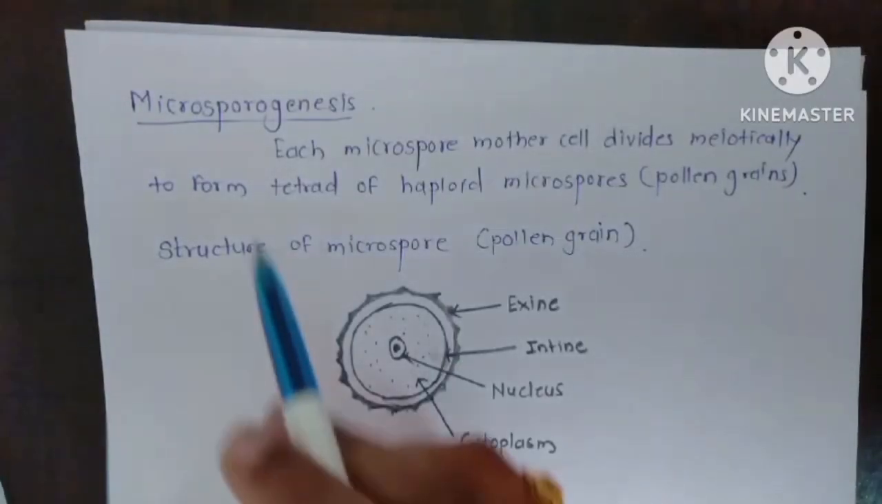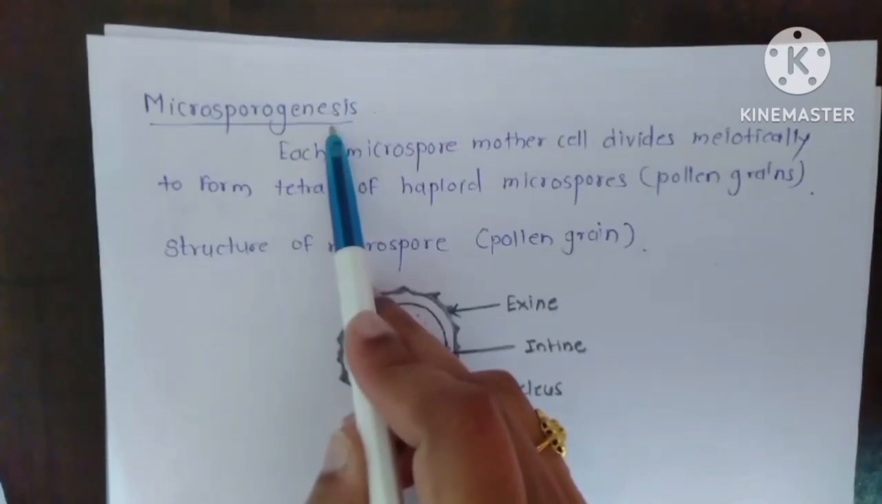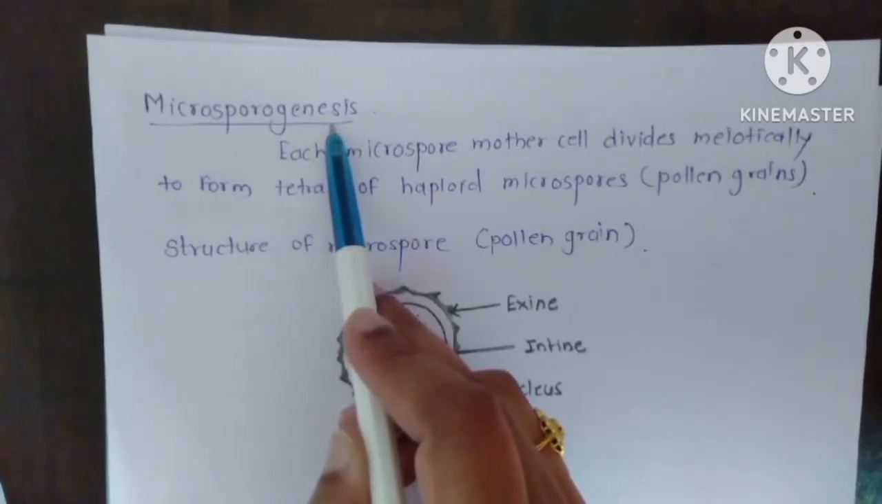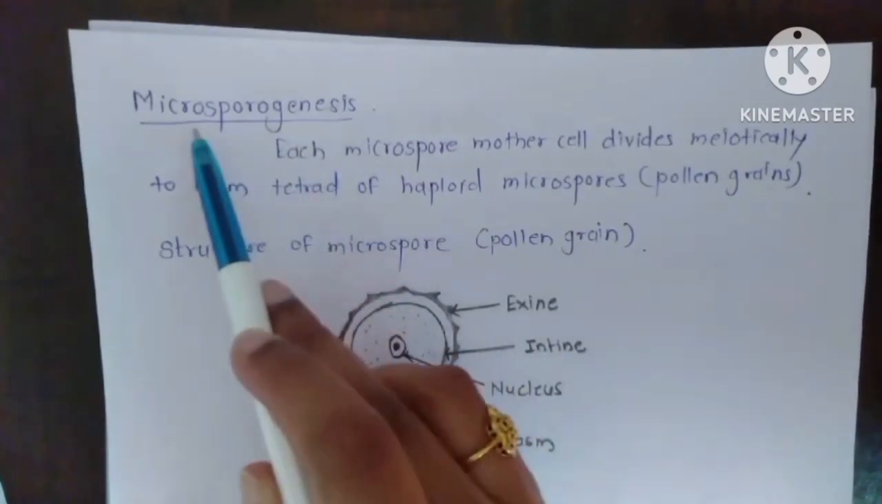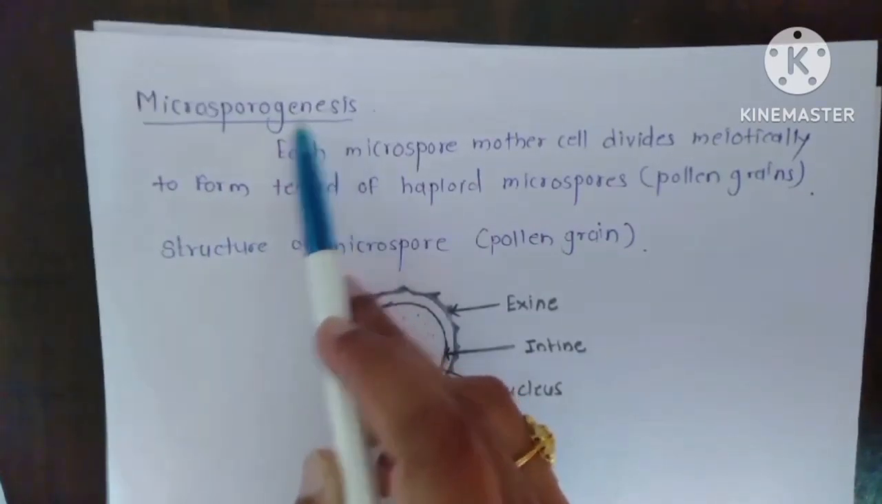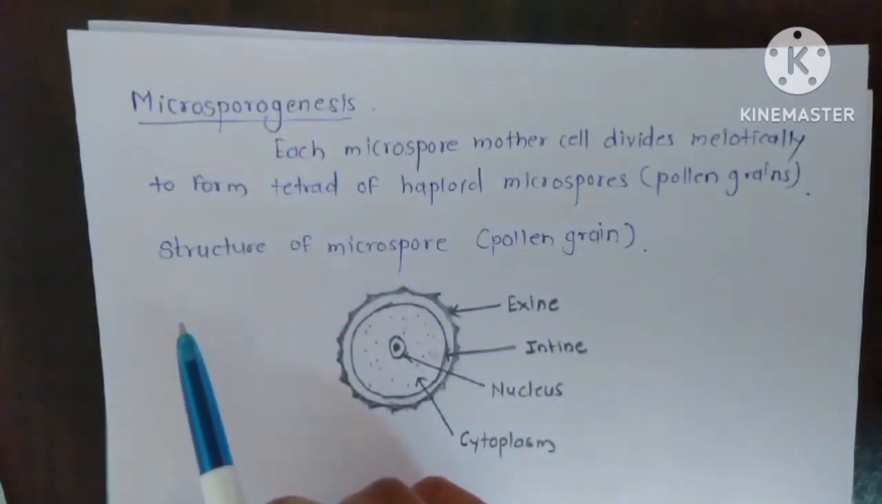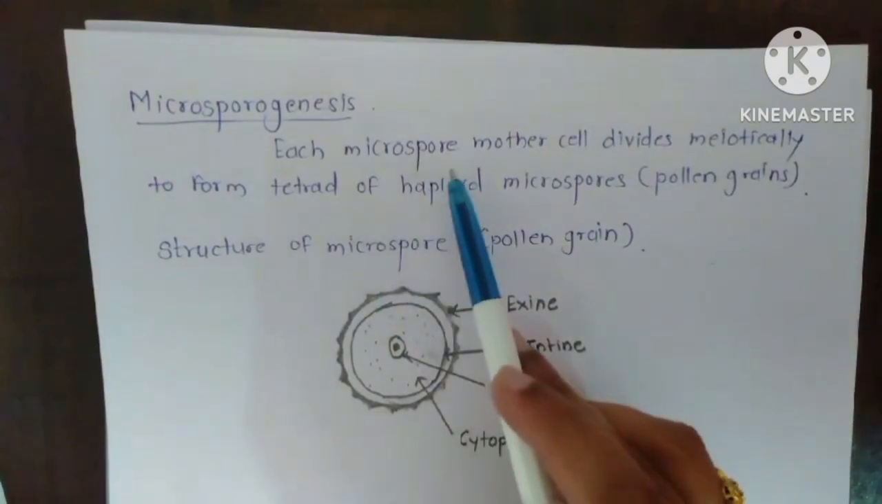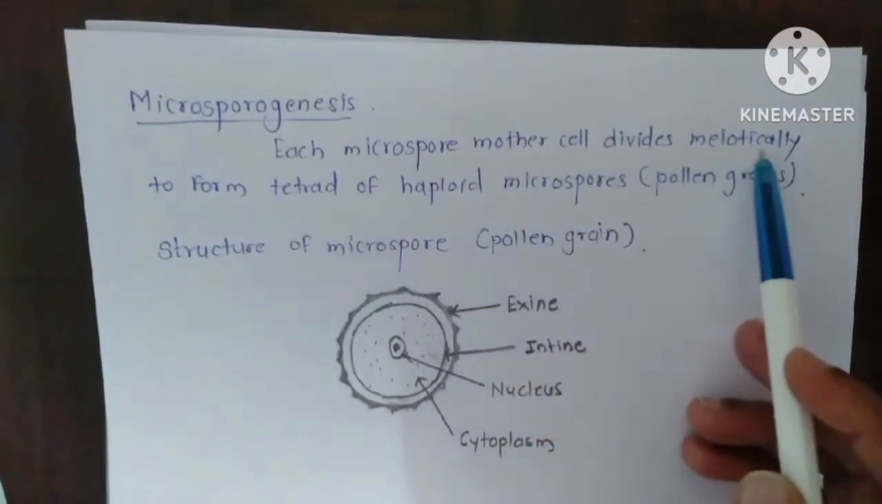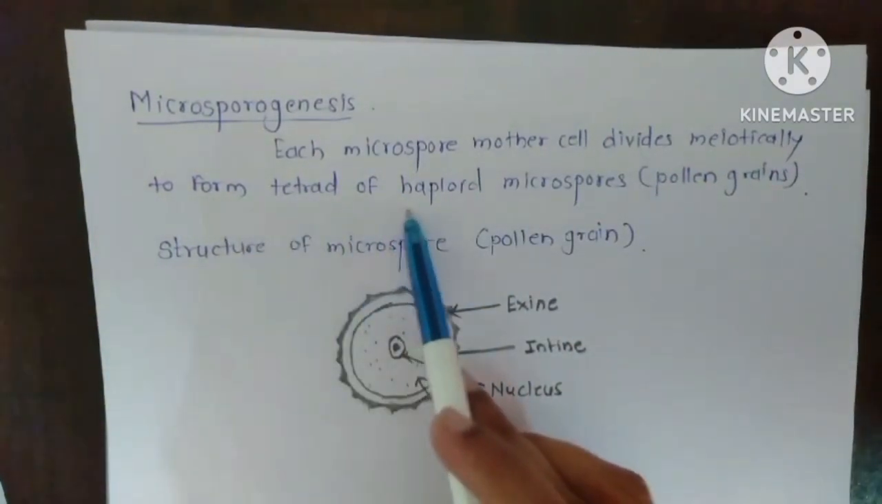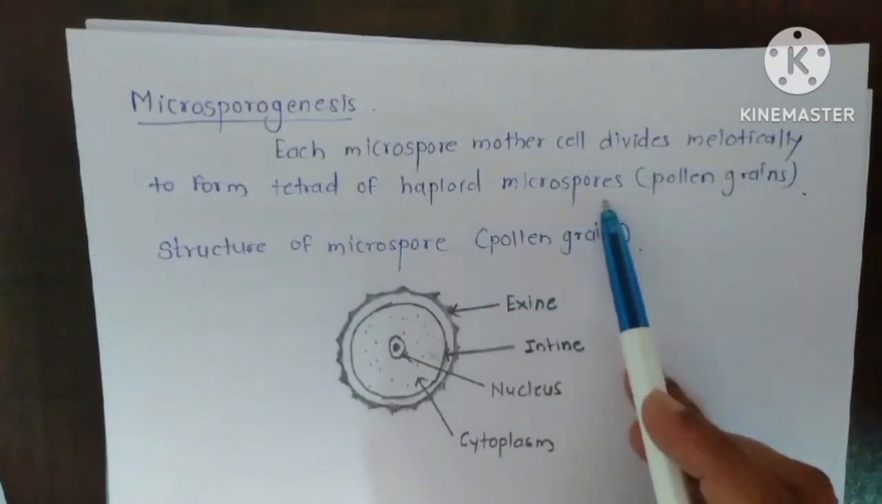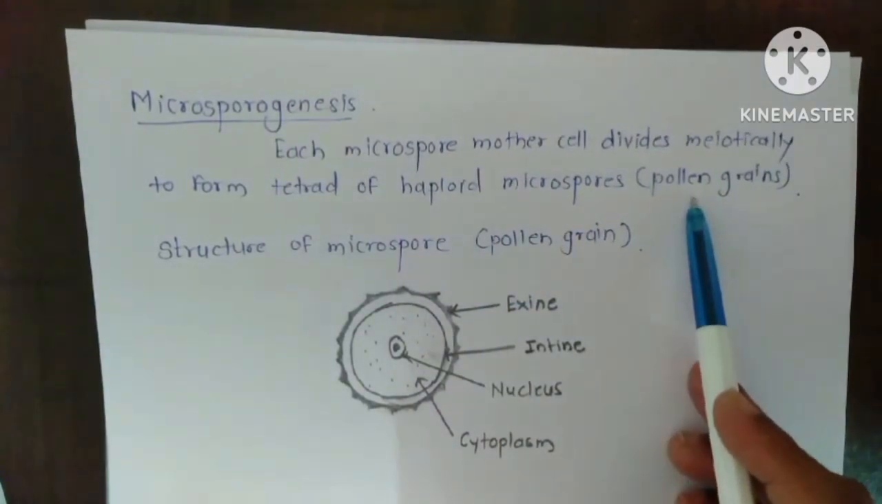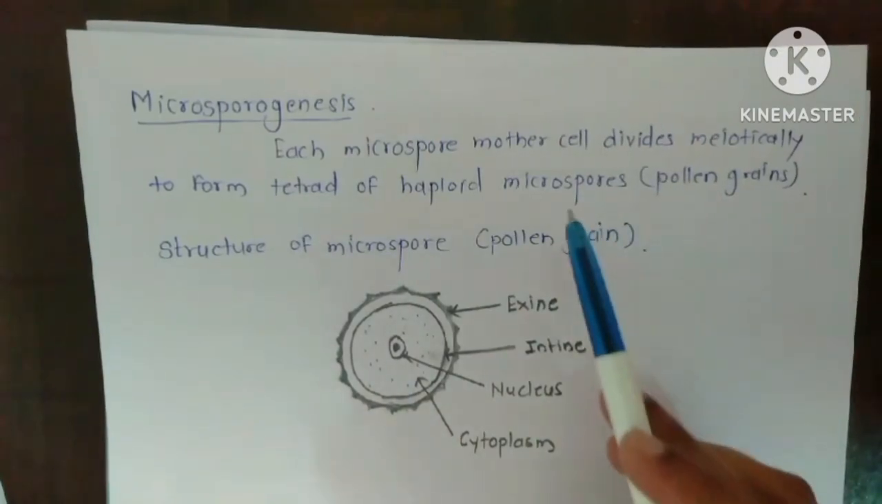Next point, microsporogenesis. Genesis means formation. Microsporogenesis means process of formation of microspores. Each microspore mother cell divides meiotically to form tetrad of haploid microspores. Microspores are also called as pollen grains.